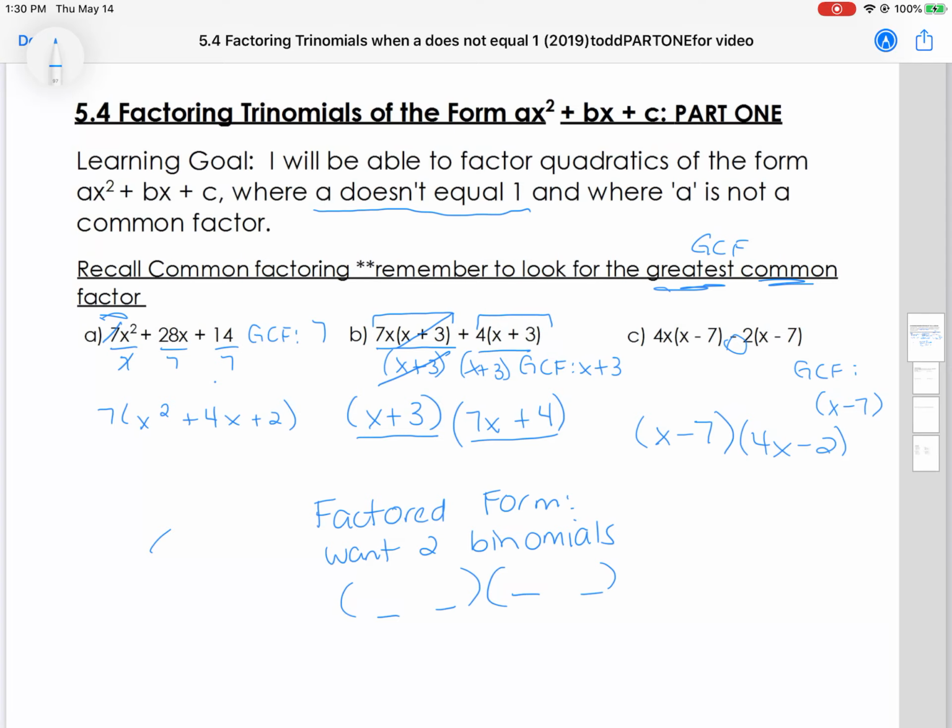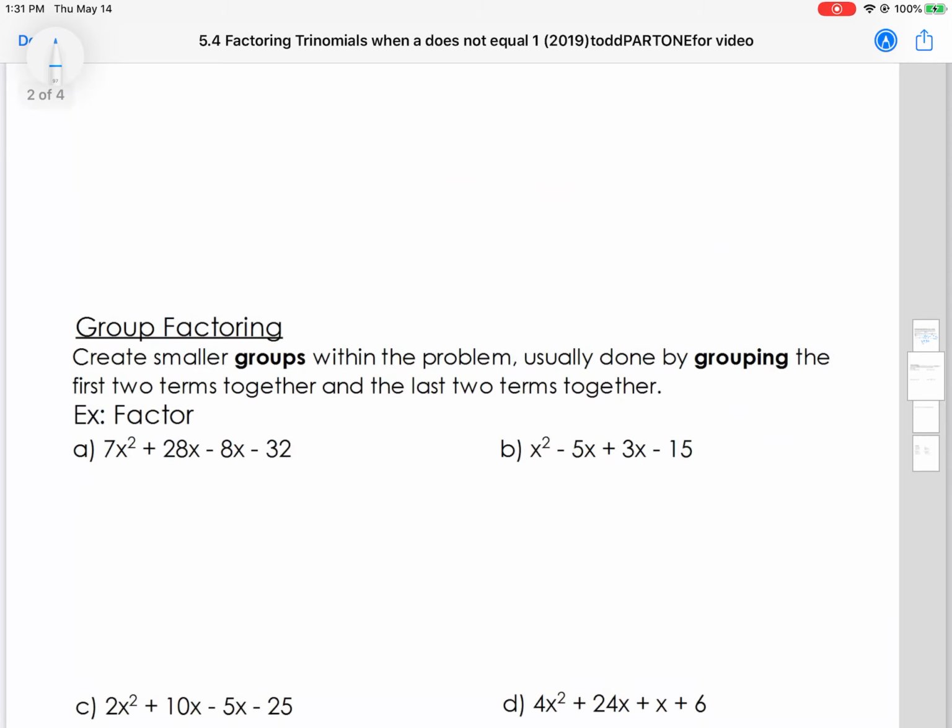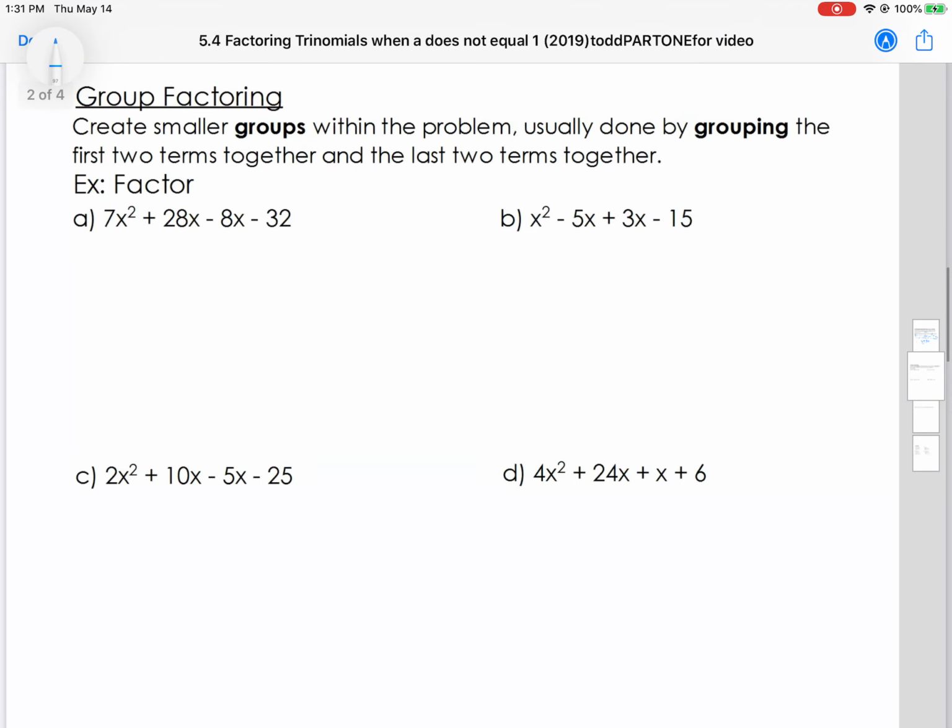Okay, so how do we get expressions to look like that? Well, what we're going to do is what's called group factoring. So we're creating smaller groups within the problem, usually done by grouping the first two terms together and the last two terms together. The two terms in the middle, which will be like the b, will have the x only. You could rearrange them to be able to group factor, but most of the time it's going to work, and that's not by accident, right? This is a systematic skill that you can apply to different kinds of factoring.